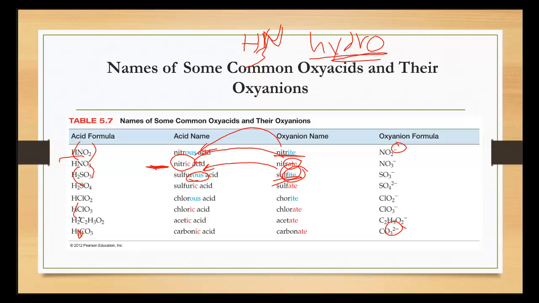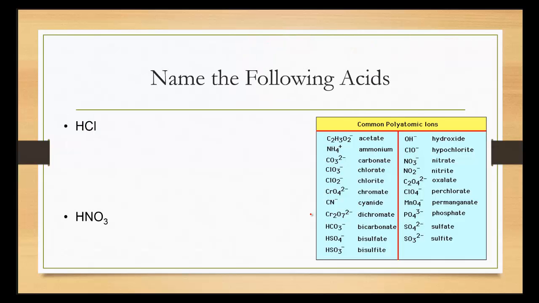ClO3 is chlorate. The ate becomes ic, so instead of chlorate it is chloric acid. Alright, so let's try naming some of these. HCl. We have 2 capital letters here, which means it's right off the periodic table. So we have to figure out what Cl means. Cl is chlorine. So chlorine becomes chloric.